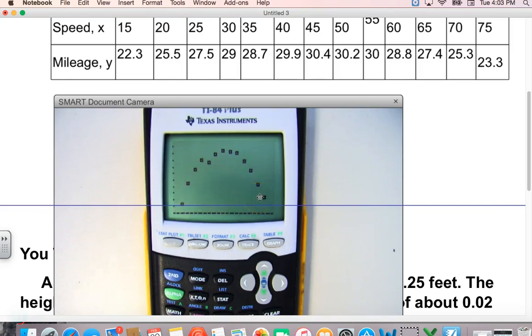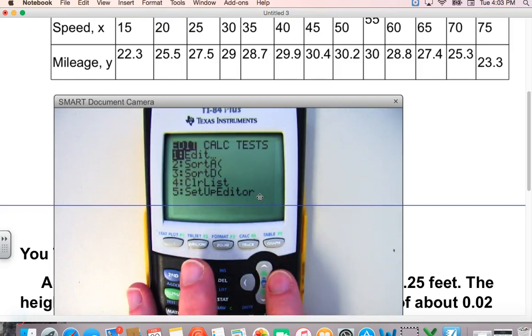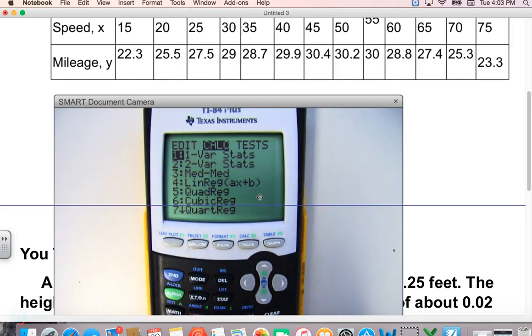So once we determine which model we're going to use, we can clear out of the graph and go back to stat. Now we want to go over to calculate. Okay, again, these are the same steps we did for linear models, except the only difference now is that since the graph did not look linear, it looked quadratic, we're going to pick quadratic regression.